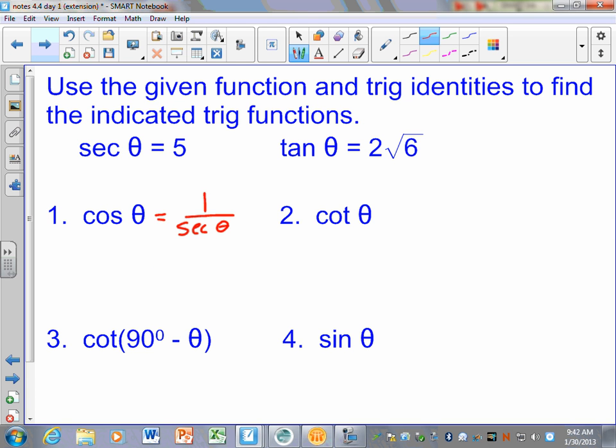1 over 5, right? Could you have got that without that identity? Yes, because we've already talked about them being reciprocals. But that's the idea, using the identities. Really not a lot of work there.